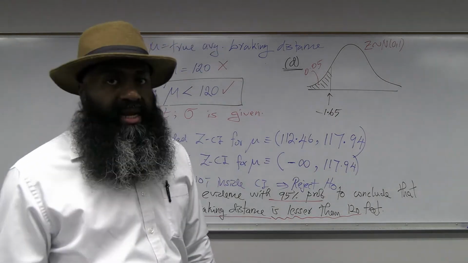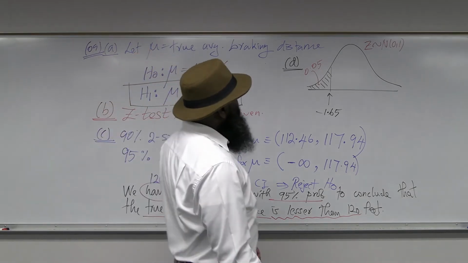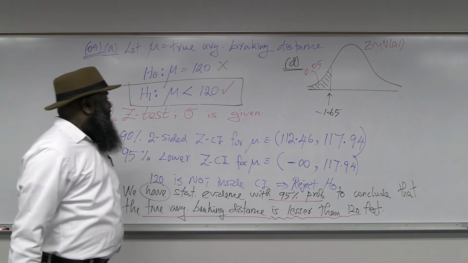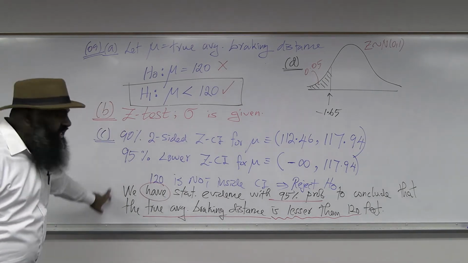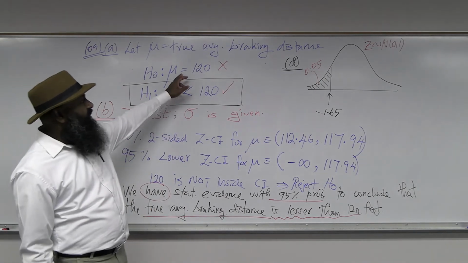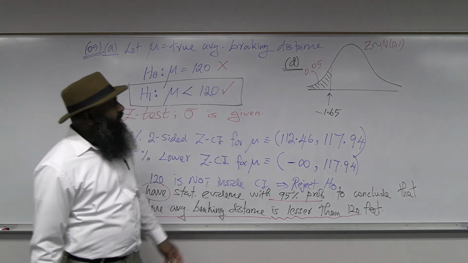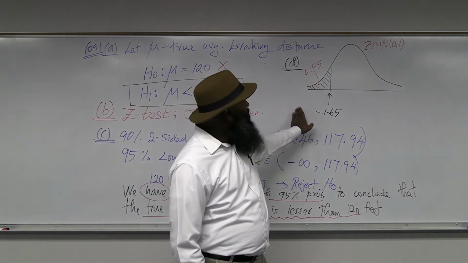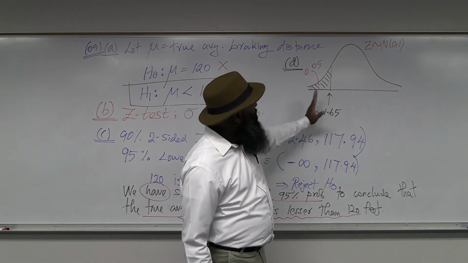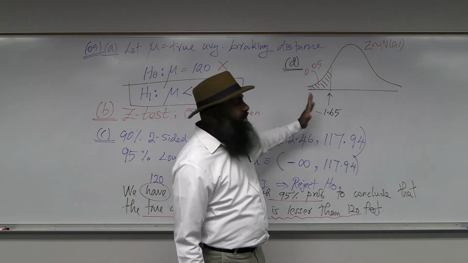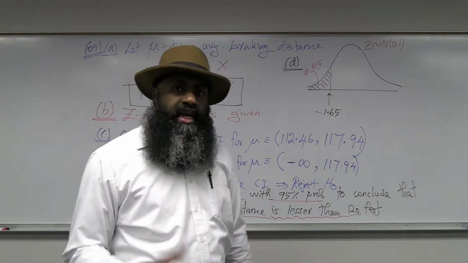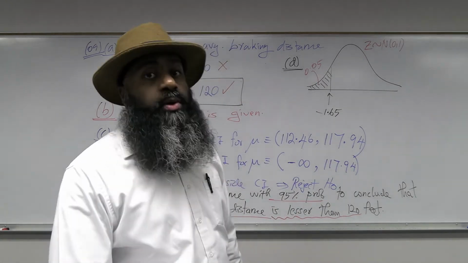And then what we need is the calculated Z test statistic. We can see that the confidence interval method rejected our null hypothesis, so we should get the same thing using the test statistic critical value method as well. Your test statistic should be in the shaded interval. That means it should be lesser than negative 1.65. Let's see if that's the case. Let's go to your calculator.